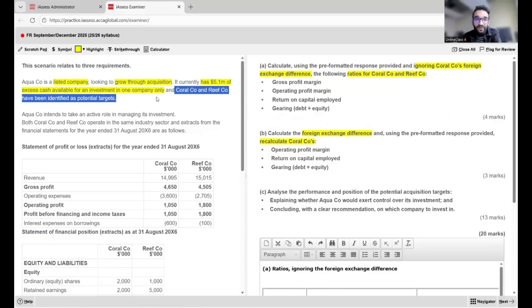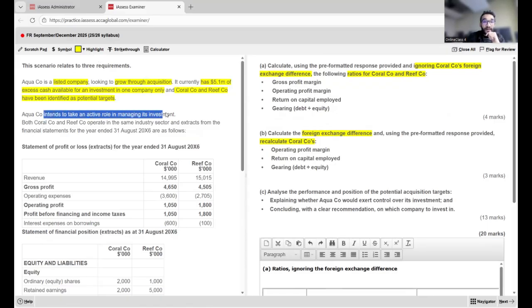They want to invest this 5.1 million surplus in only one company, and they have two options. Coralco and Reefco are the targets. We have to compare both companies, and eventually give advice to Aquaco according to our analysis on which company is best for them, right? Okay, and Aquaco intends to take an active role in managing its investment. What does this line mean?